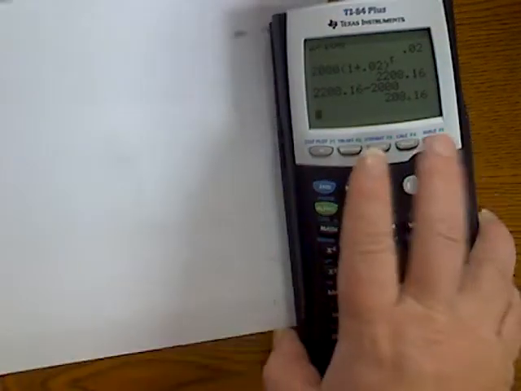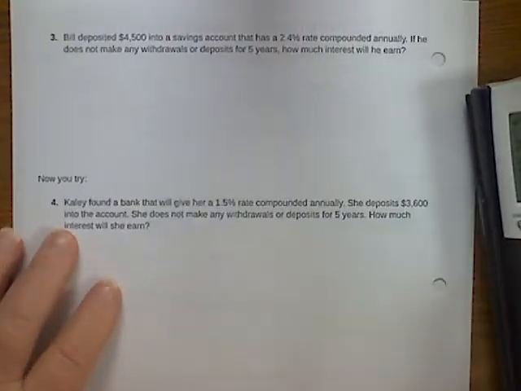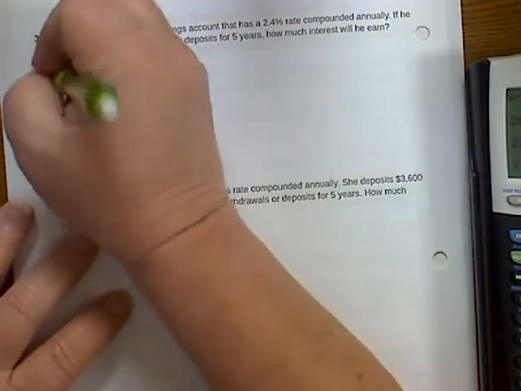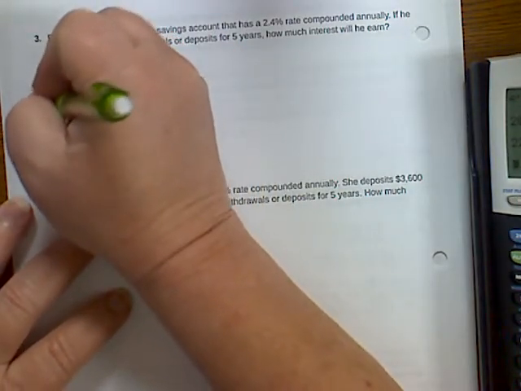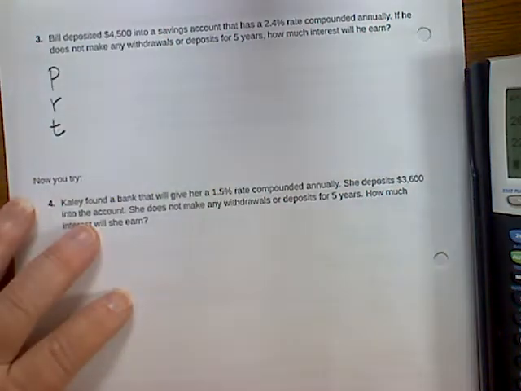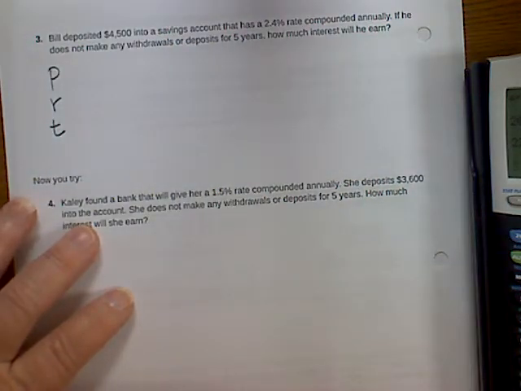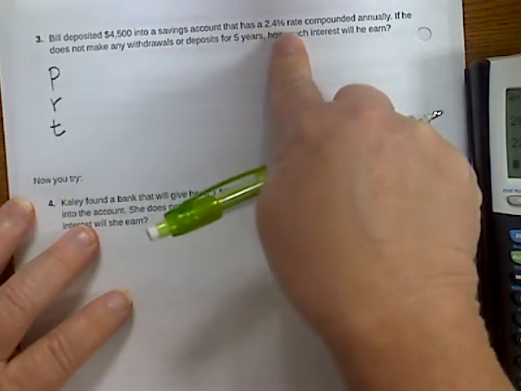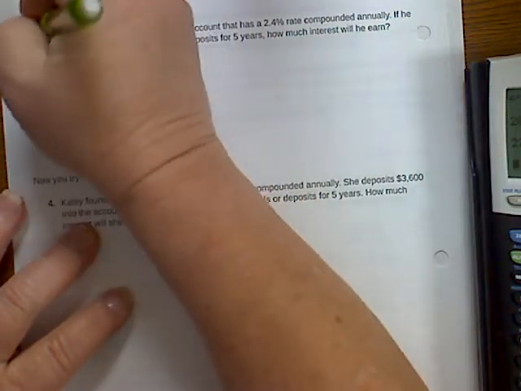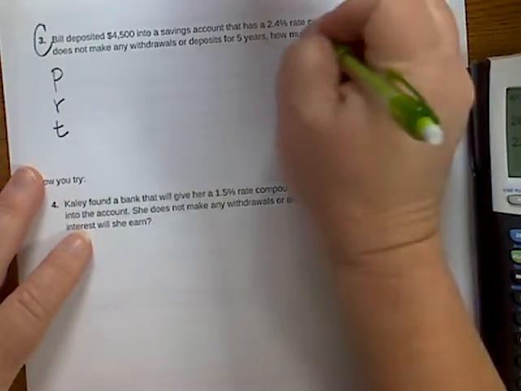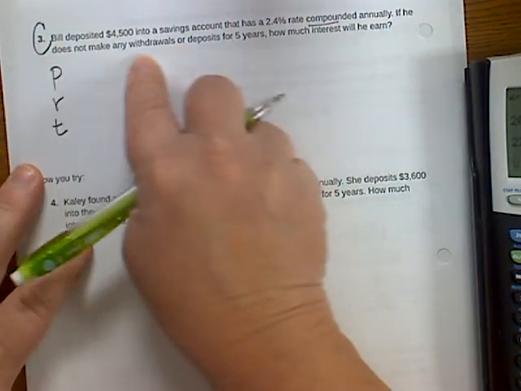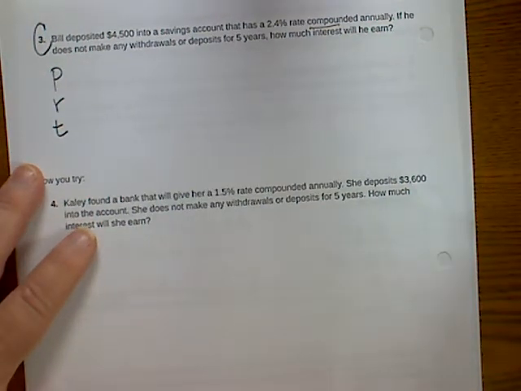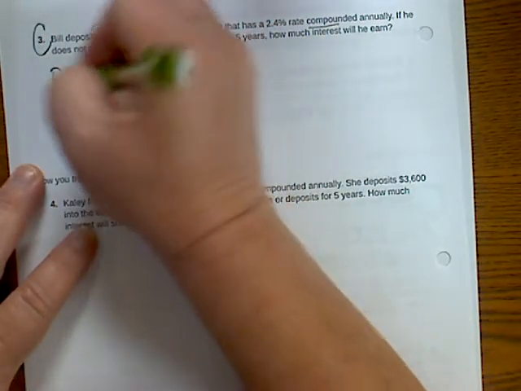All right, so now, number 3, look at it, there's nothing there, okay? This is what it's going to be like. So, I know I need principal, I need rate, and I need time at this point, okay? Bill deposited $4,500 into a savings account that has 2.4% rate compounded, so it's a compound problem. Okay, annually. If he does not make any withdrawals or deposits for 5 years, how much interest will he earn? So, my principal, $4,500.